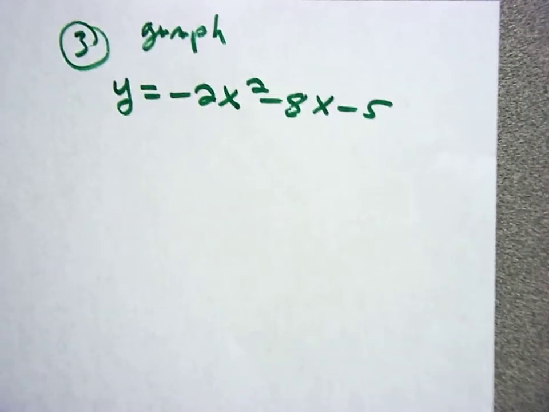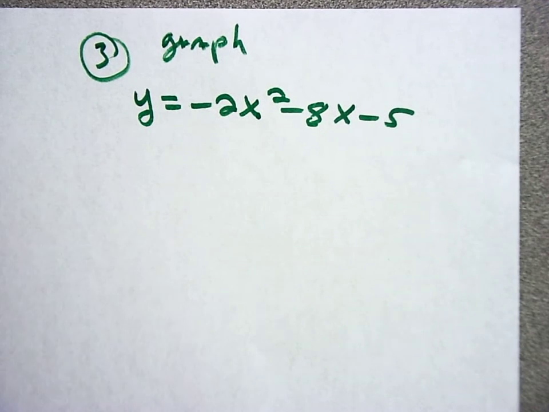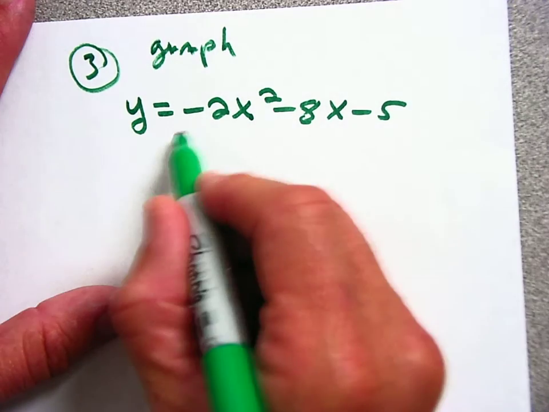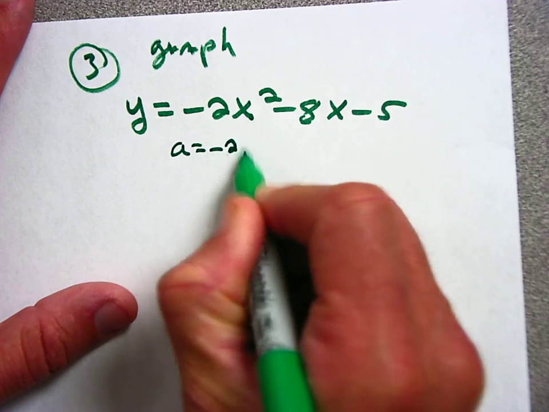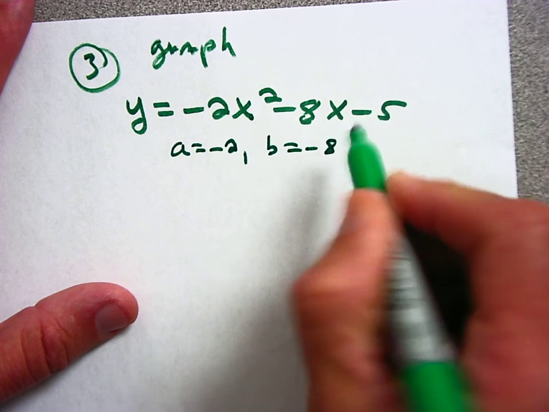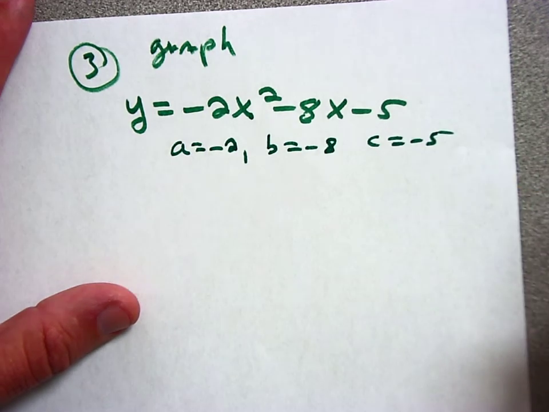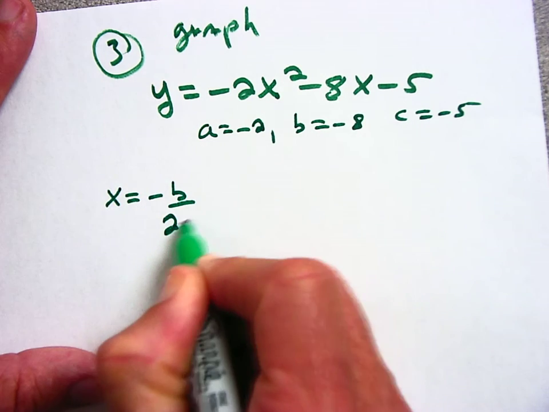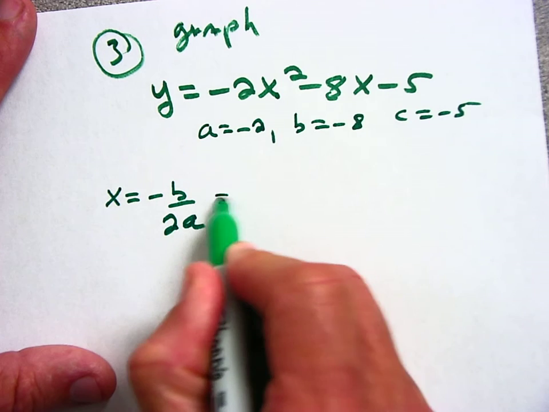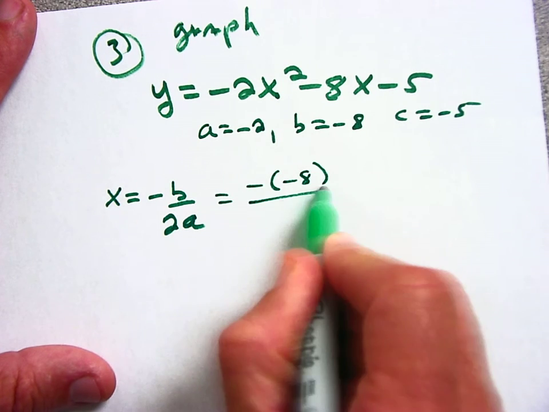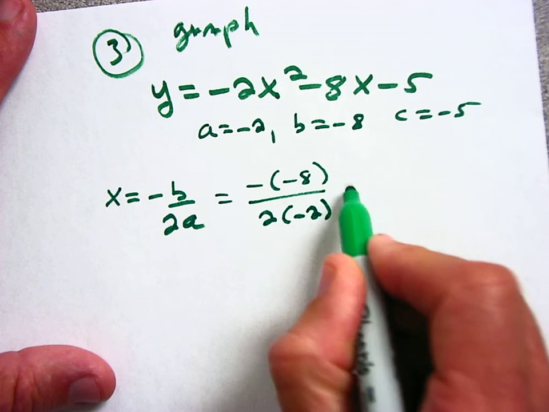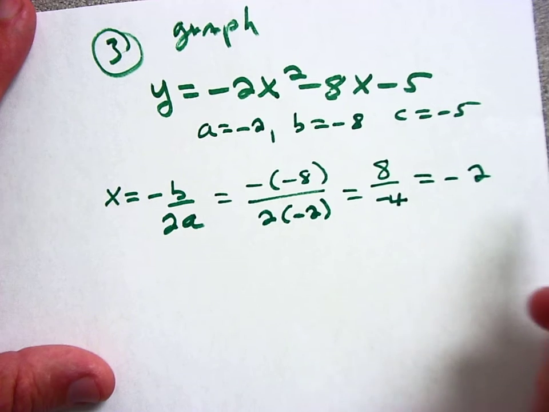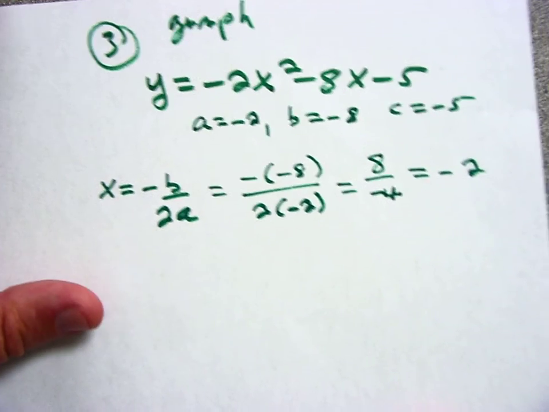Oh yeah, we haven't done this in a while. So in order to graph this quadratic, it's not in vertex form. It's in standard form. You've got to find the a value, which is -2, b value, which is -8, c is -5, but you don't need it. You're going to plug it in the formula x equals -b over 2a. So -8 over 2 times -2. You're going to get 8 over -4. You're going to get -2. That's the x value.